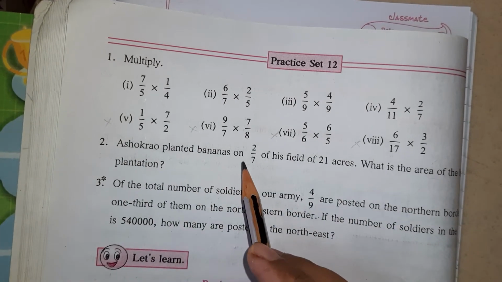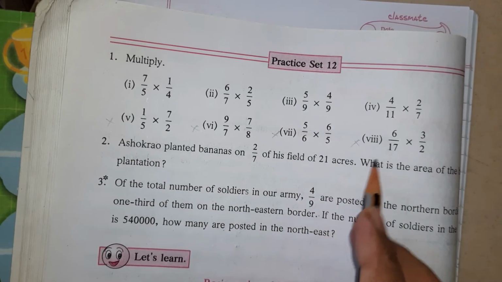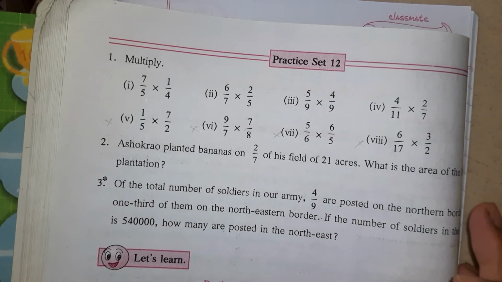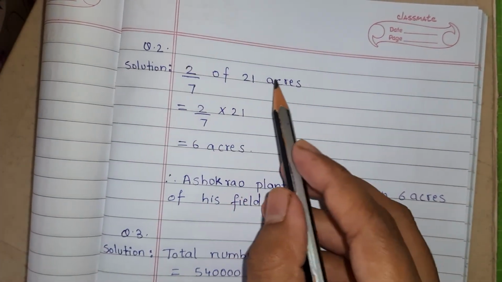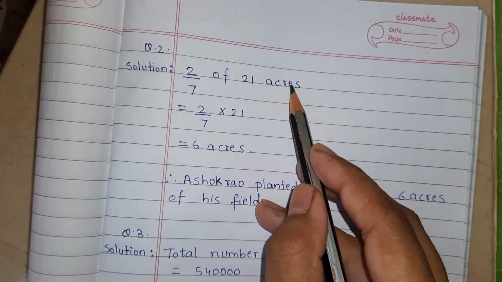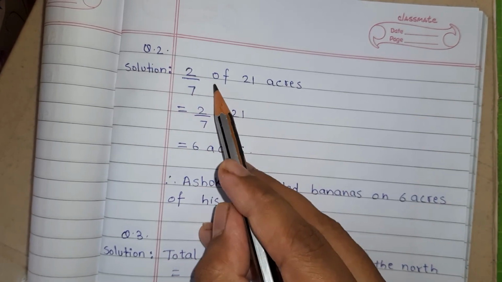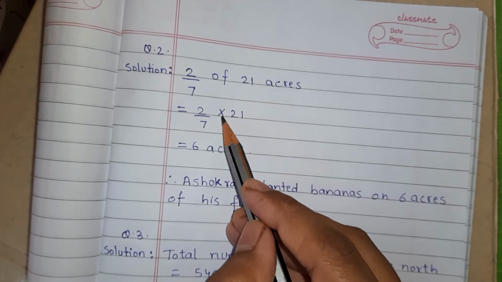Ashok Rao planted bananas on 2/7 of his field of 21 acres. What is the area of the banana plantation? So just like the previous problem, total land he is having is 21 acres. In this total land he planted bananas on this much part. So fraction of a complete number means multiplication.